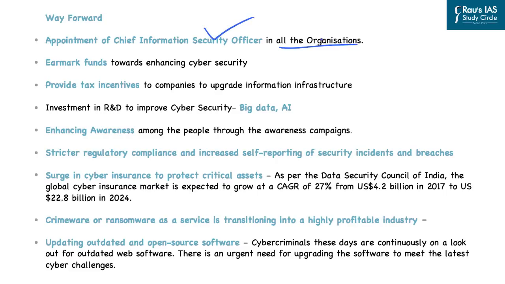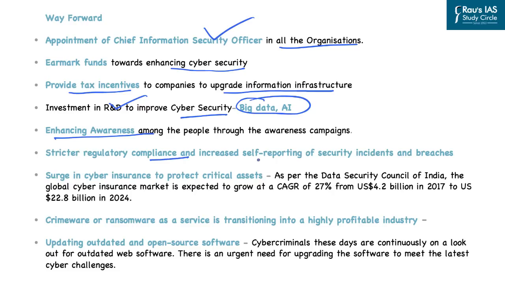Secondly, funds should be earmarked specifically for dealing with cybersecurity threats. Also, the government should provide tax incentives to companies to upgrade their information infrastructure. Investment should also be made in research and development to improve cybersecurity, and this can utilize technologies like big data, artificial intelligence, etc. Further, there is a need for enhancing awareness among the people through awareness campaigns, and also there should be stricter regulatory compliance and increased self-reporting of these security incidents and breaches.